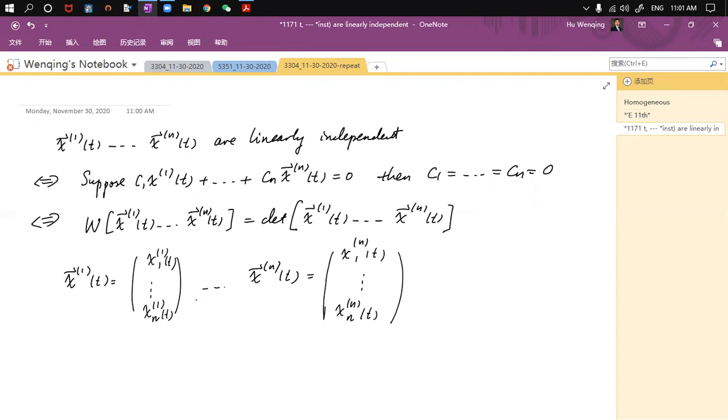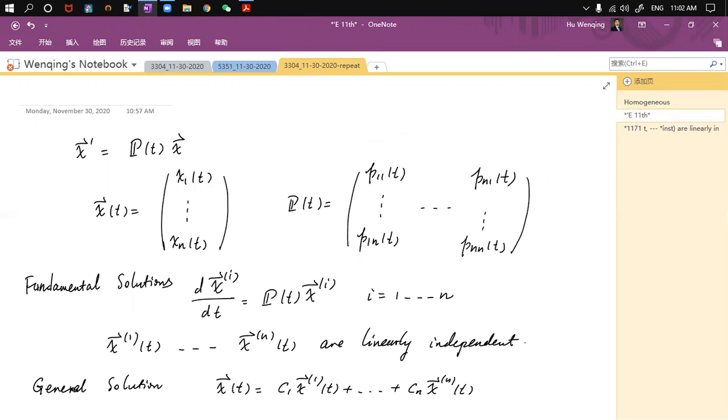You put all these column vectors in a row, and this is going to form a square matrix. If the square matrix has a determinant that's non-zero, then we say that the Wronskian is non-zero. Is that good for everybody? These are basic definitions related to fundamental solutions.